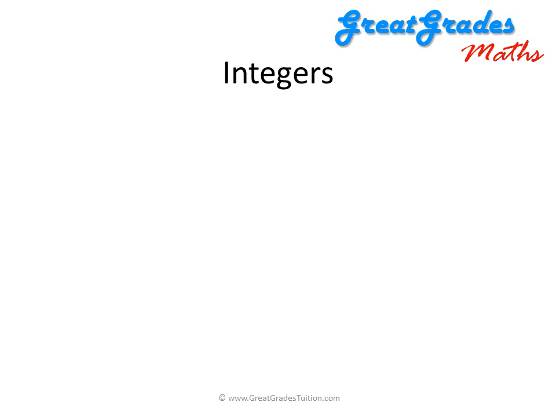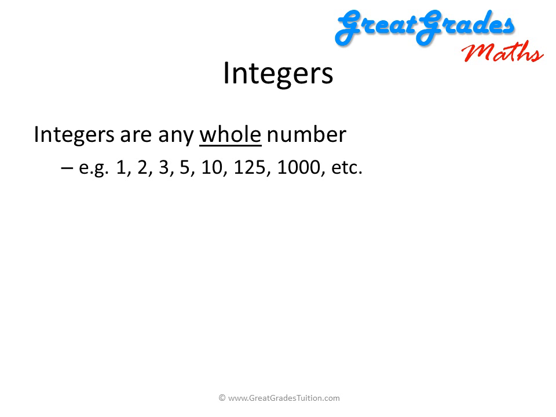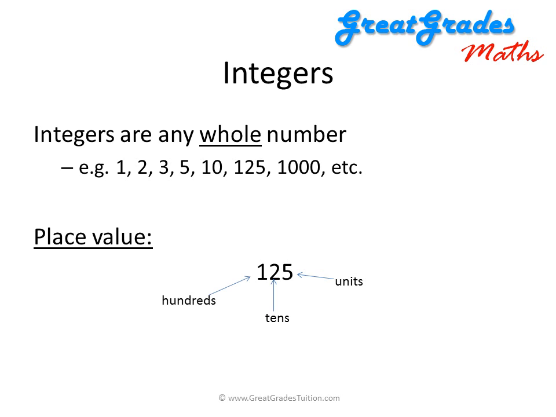What are integers? Well, integers are any whole number. So for instance, 1, 2, 3, 5, 10, 1,000, and any other whole number. And if we think about any integer, we can assign the place value of every different digit of that number. So, for instance, if we look at the number 125, we can say that the 5 represents all the units, the 2 represents all the tens, and the 1 represents all the hundreds. So we have 1 hundred, 2 tens, and 5 units.